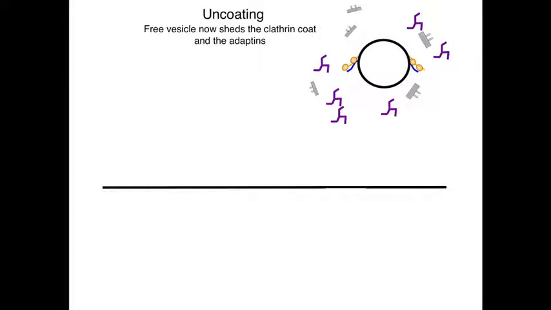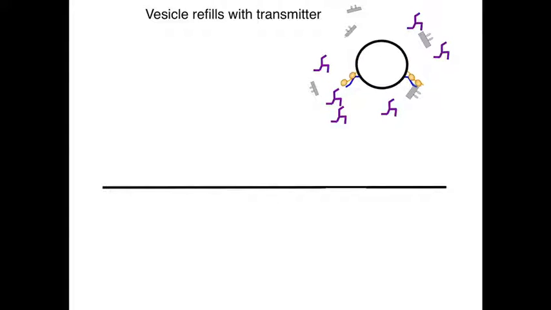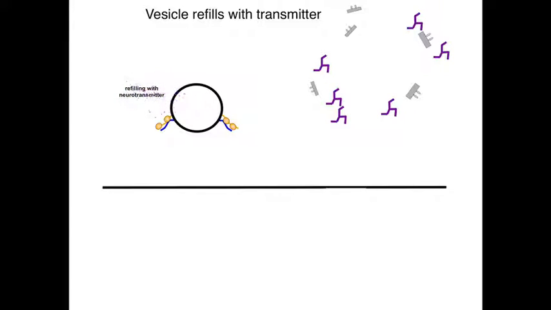The next step is that the free vesicle now sheds its clathrin coat as well as the adaptins. It becomes a naked free vesicle. And once it becomes a free vesicle, what it does is it refills itself with transmitter. The transmitter is actually transported into the vesicle by a special protein in the vesicle membrane called a transporter, but that need not concern us. The important point is the vesicle is now filled and ready to go.